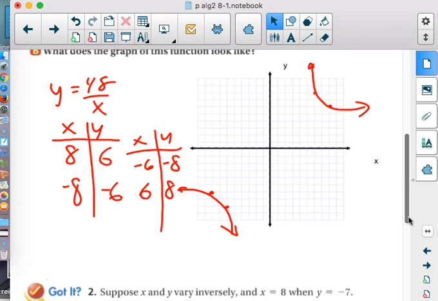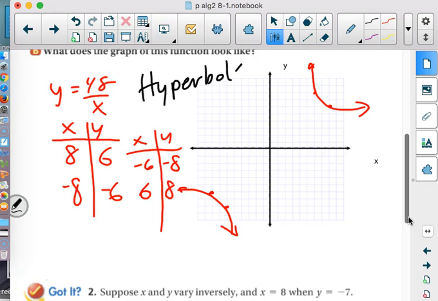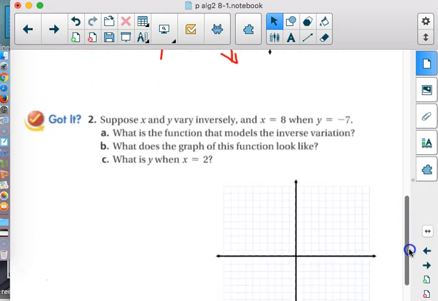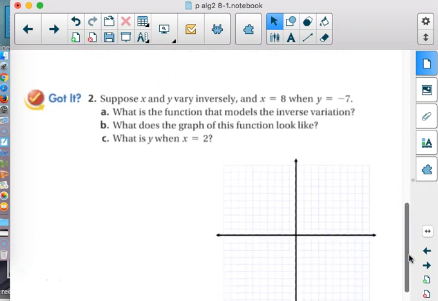Very cool. So this is called a hyperbola, with two branches because it had one in that lower left and one up in that upper right. That's what you get when you do basic division. Very cool stuff. So let's start over now.